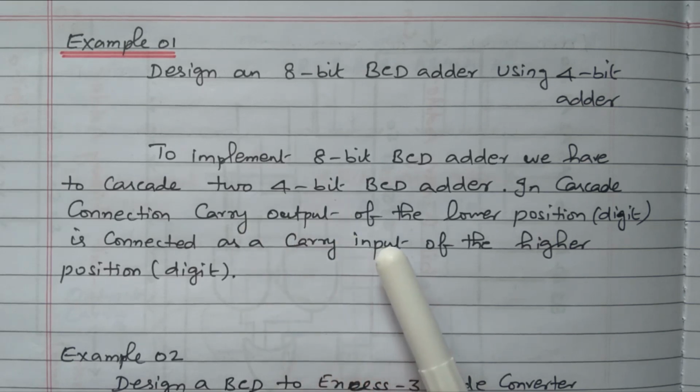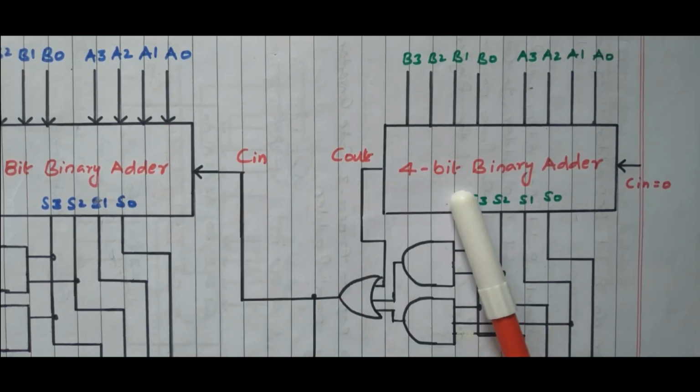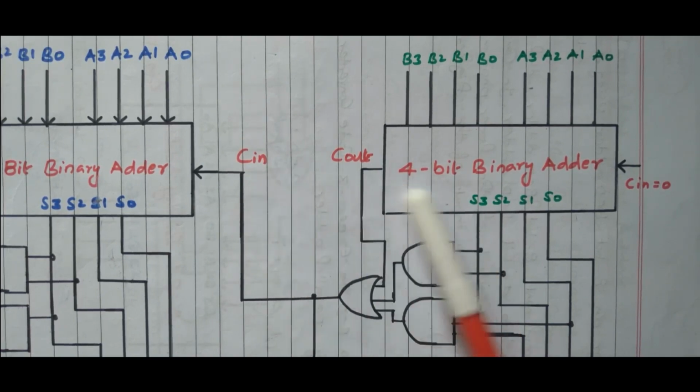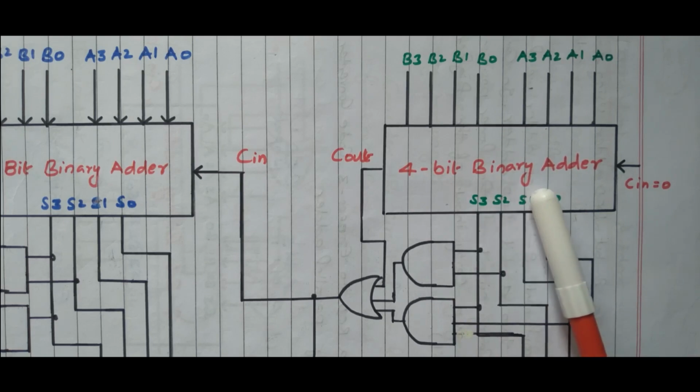The carry out of the first BCD adder is connected to the carry in of the second BCD adder. Now we'll go to the circuit diagram. In order to implement the 8-bit BCD adder, we have 4-bit BCD adders. There are two 4-bit BCD adders connected in series. First we'll see the first BCD adder. This is the first 4-bit BCD adder.